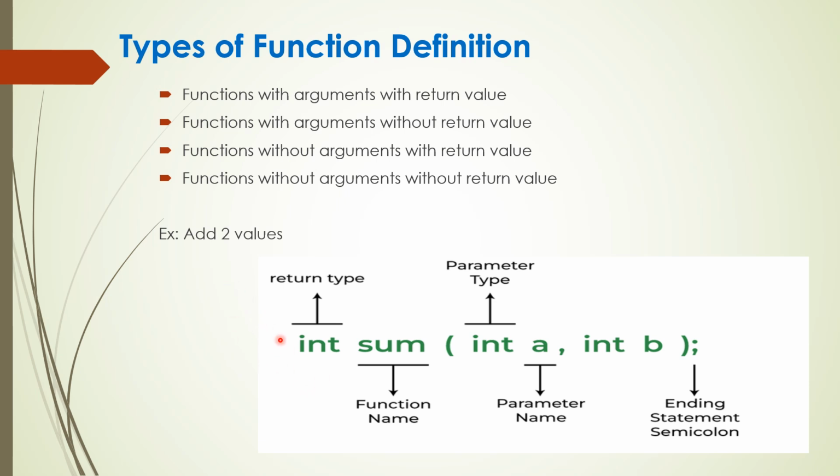This is the data type, the return data type that we represent here. Next is the function name. Then the most important thing is the parameter. This is the parameter data type and the parameter name. Same here, and this is the ending statement semicolon. So if we say a return value, then we will either return the type or not return it. This is the function name. Now we will either have arguments inside it or not have arguments.